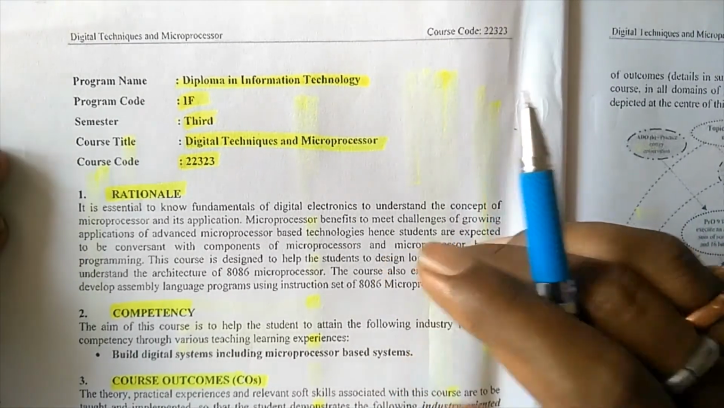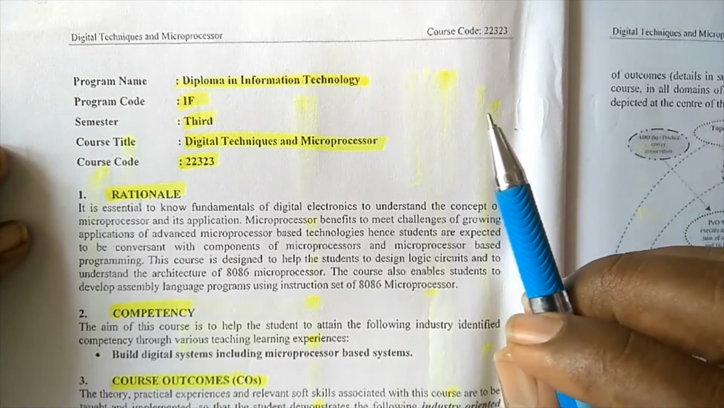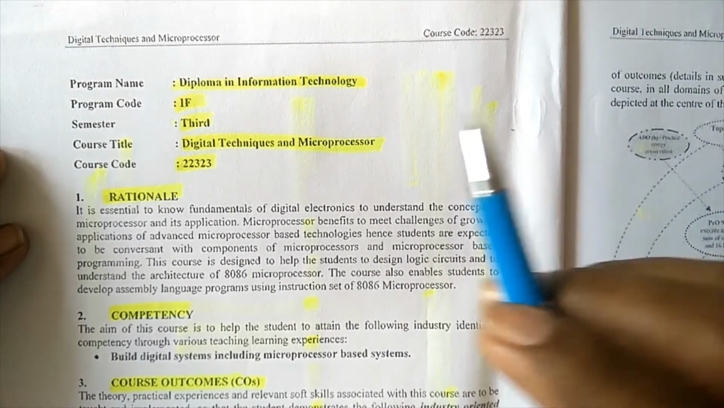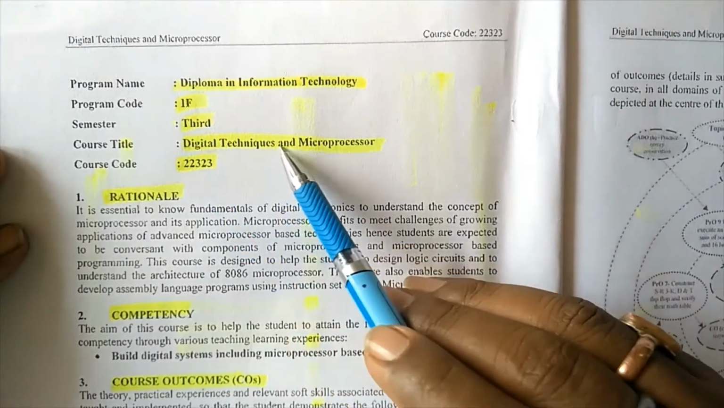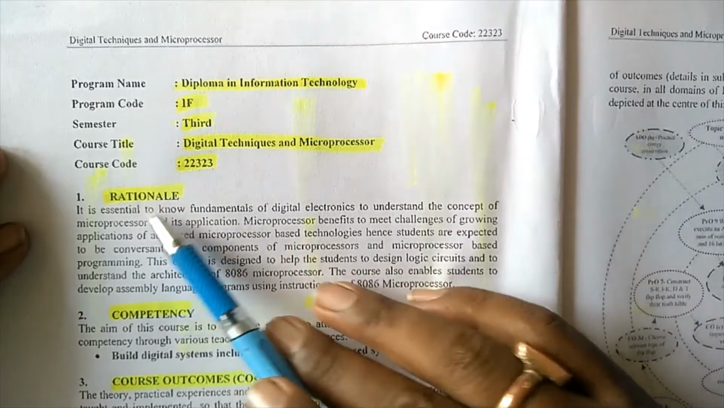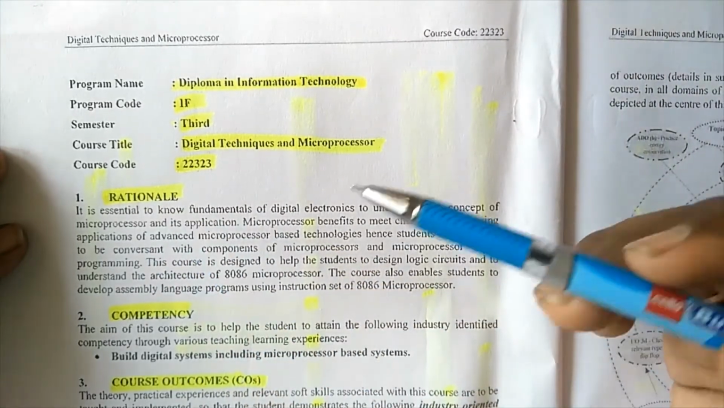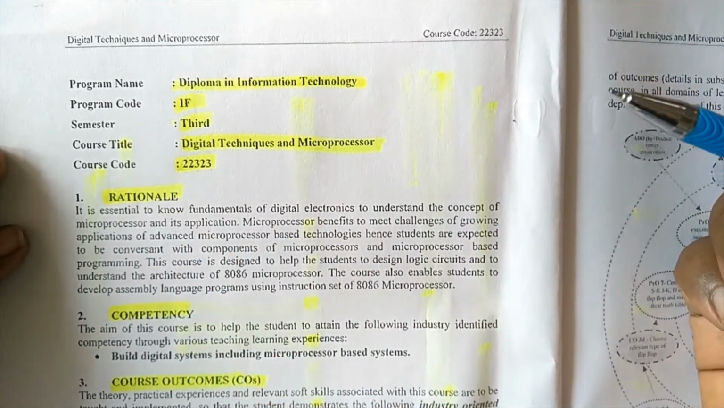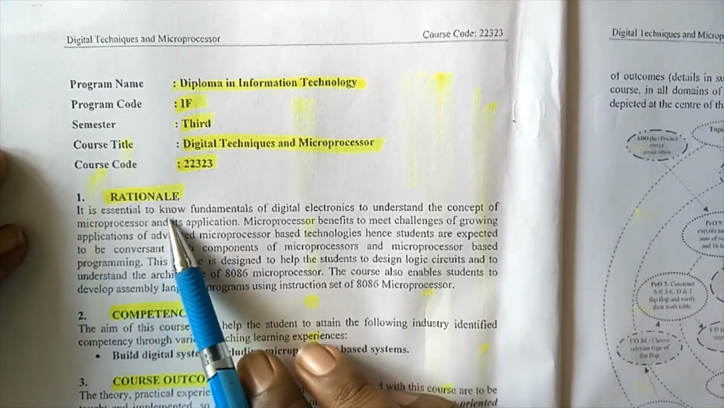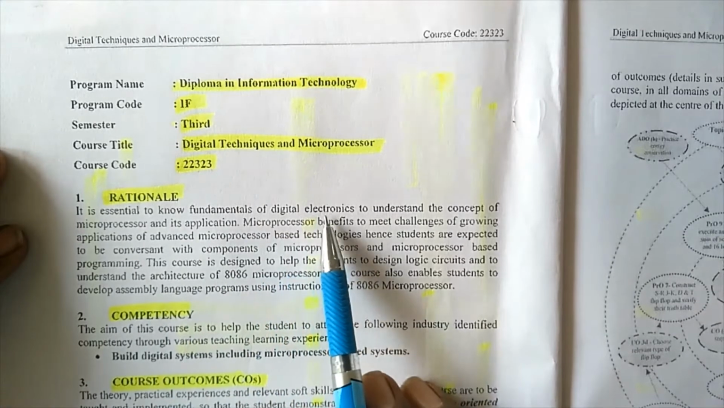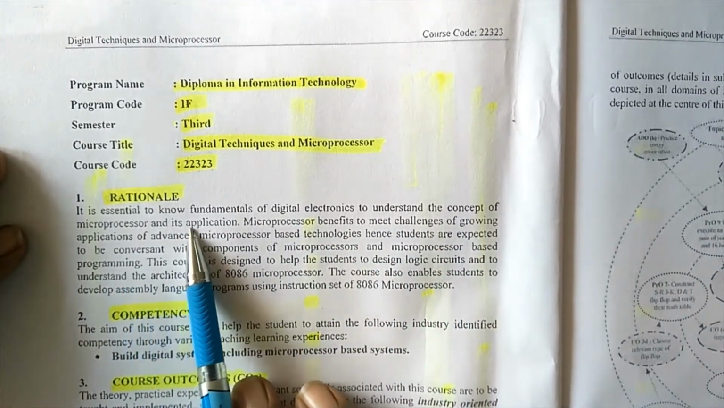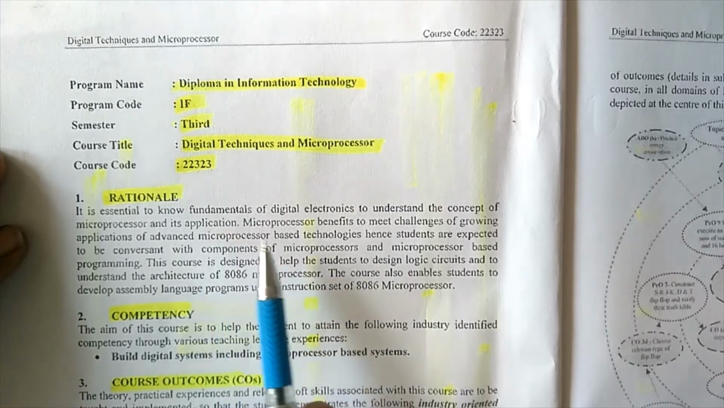So we go to the second lecture of the introduction to the curriculum of the course DTM. The course title is Digital Techniques and Microprocessor. The course code is 22323. Now the rationale: for what purpose do we want to go for this subject? As we are students of IT, the rationale says it is essential to know the fundamentals of digital electronics to understand the concept of microprocessor and its applications.